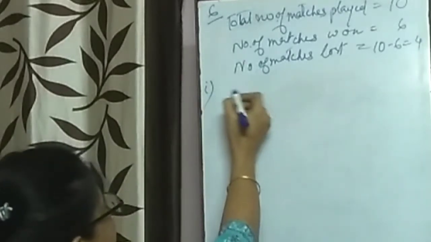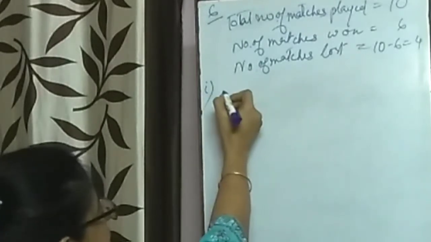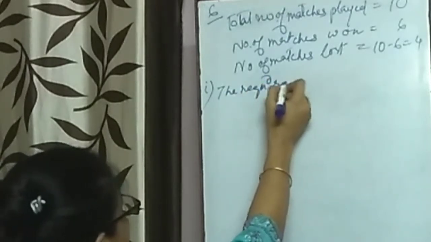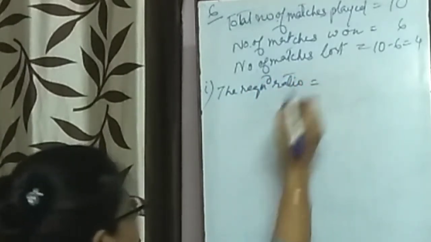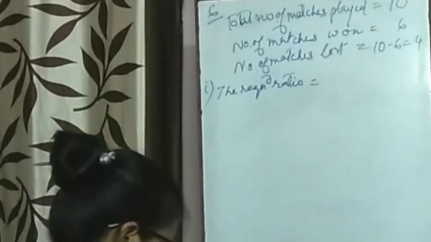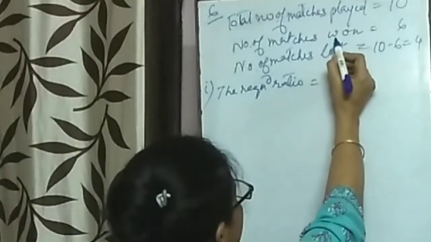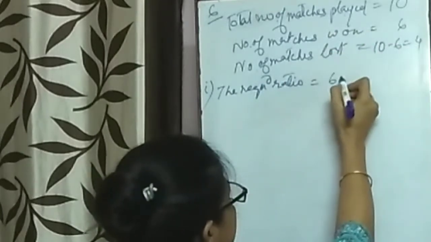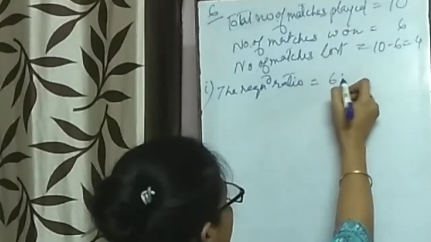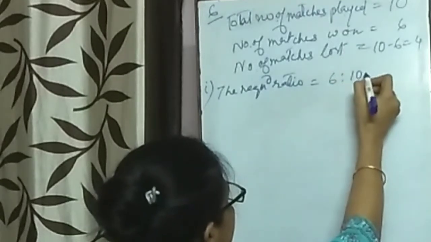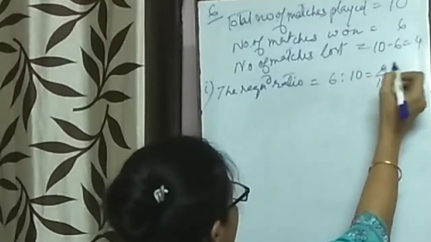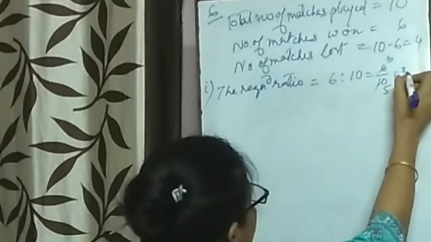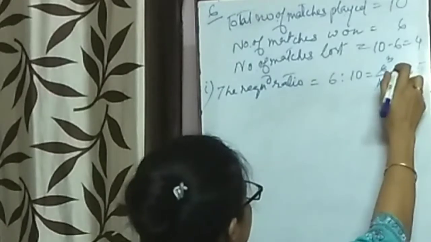I am simply writing the required ratio, that means whose ratio? Number of matches won and number of matches played. So won will be 6, number of matches played 10, that means 6 by 10, so cancel. 3 by 5. So you write 3:5.